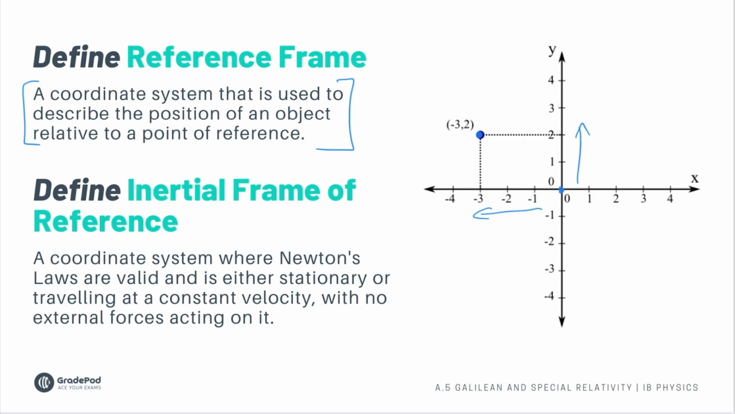We have to take this one step further and define an inertial frame of reference. It is defined as a coordinate system where Newton's laws are valid and is either stationary or travelling at a constant velocity with no external forces acting on it. I've seen past paper questions that state why this is an inertial frame of reference, and I don't really think the examiners are looking for you to write out this massive sentence. I think they're just looking for you to say it's not accelerating. But it is useful to understand and memorise this whole definition of an inertial frame of reference.